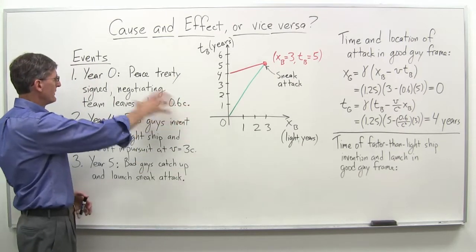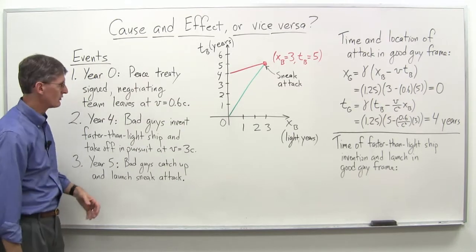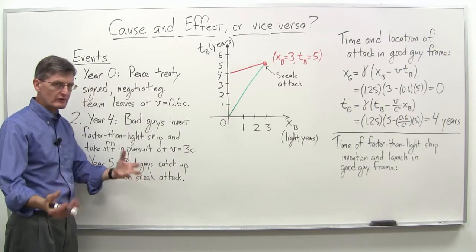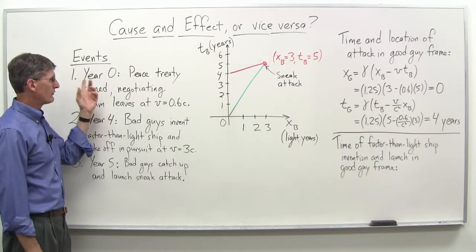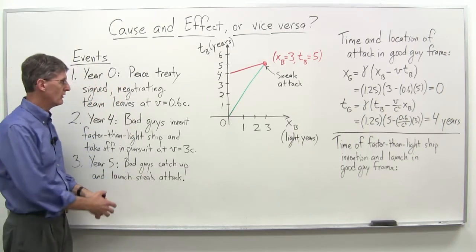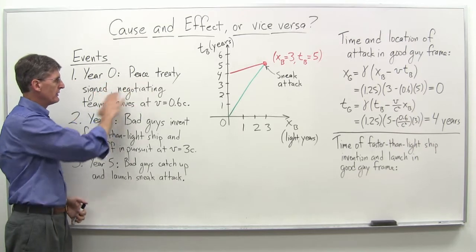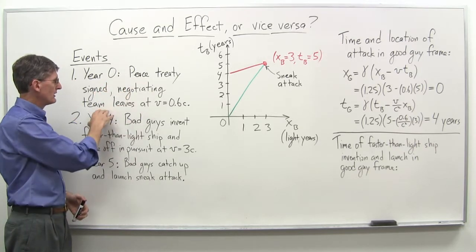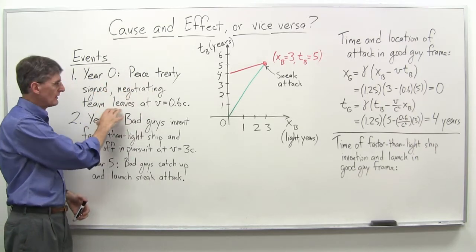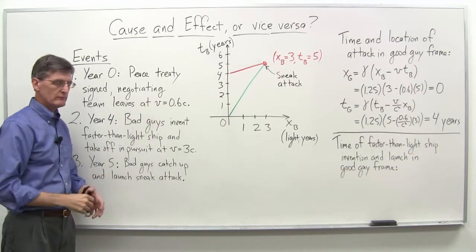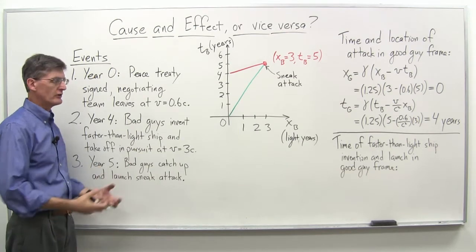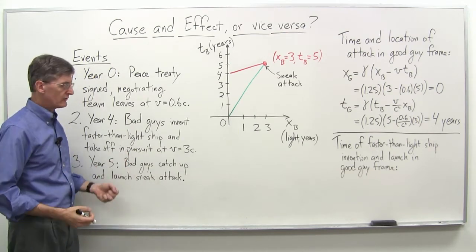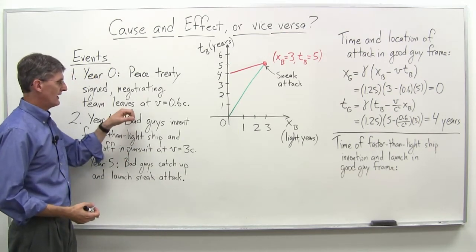We've got a diagram, but here are the events that we're going to imagine occurring. We've got the good guys and bad guys, and they don't like each other very much. But at a certain point, they sign a peace treaty. So in year 0, there's a peace treaty signed, and the negotiating team for the good guys then leaves the home planet of the bad guys. They went to the home planet of the bad guys and negotiated the peace treaty and got it all set and everything signed.